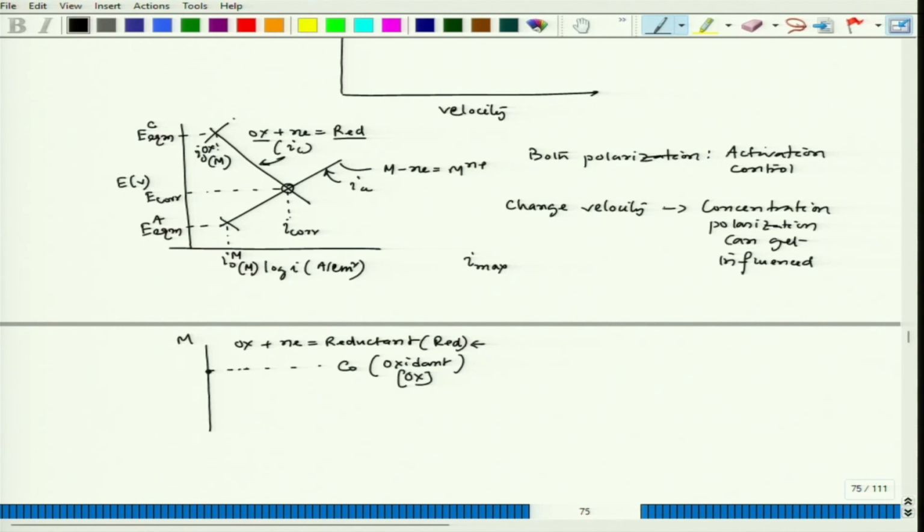then the process will be controlled by the activated jump of that oxidant over the activation barrier from the fluid side or the electrolyte side to the metal surface. In fact, whenever a metal or electrode is there, there would be a double layer. The inner plane, we call it Helmholtz double layer, or plane, and this is the outer plane.